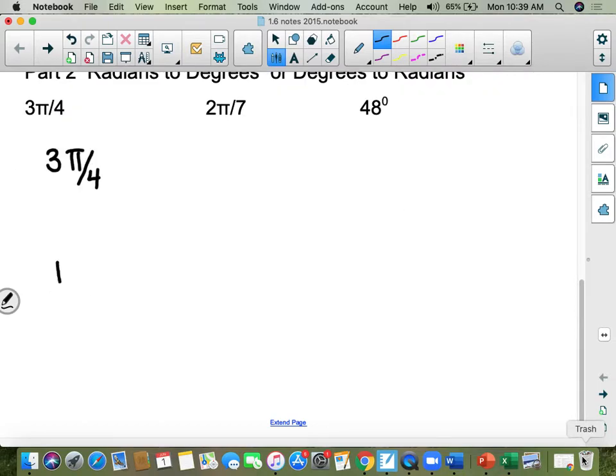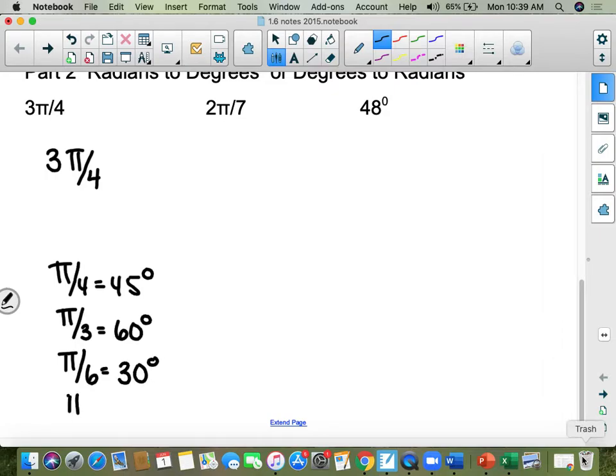A lot of you know that pi over 4 is 45 degrees. A lot of you know that pi over 3 is 60 degrees. A lot of you know that pi over 6 is 30 degrees. And pi over 2 is 90 degrees. You can do this 2 ways.